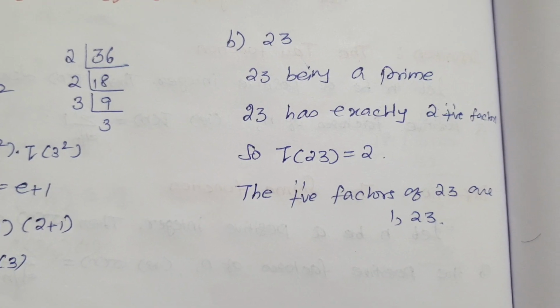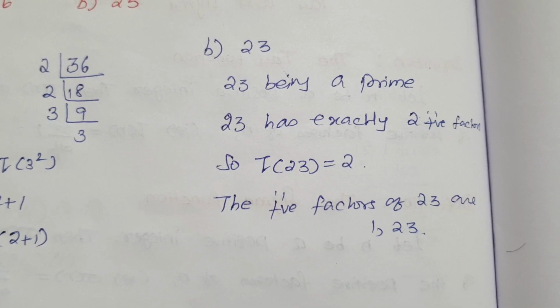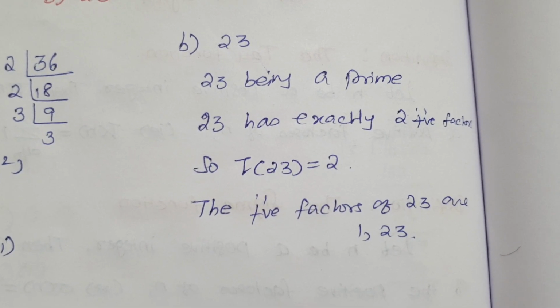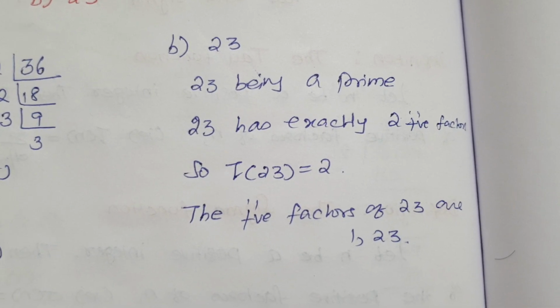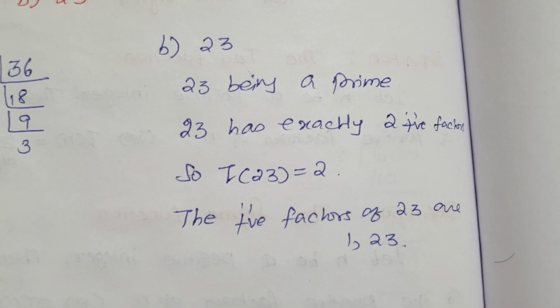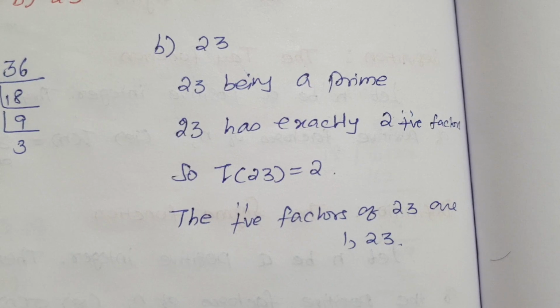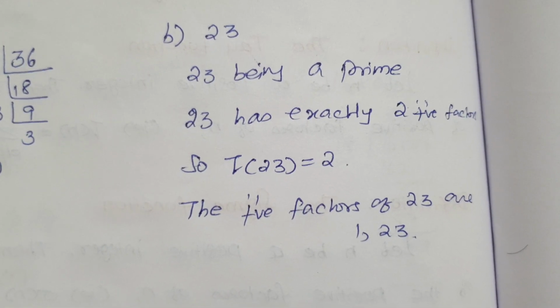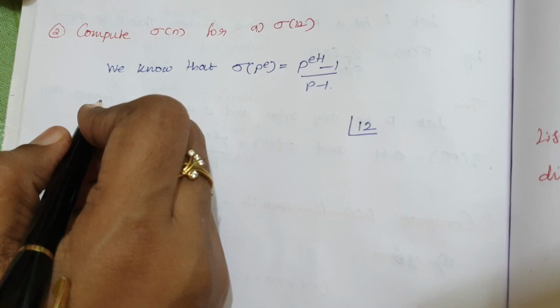Now, let us see what is the value of tau of 23. We know that 23 being a prime number, it has exactly two positive factors. Therefore, tau of 23 is equal to 2. The positive factors of 23 are 1 and 23.